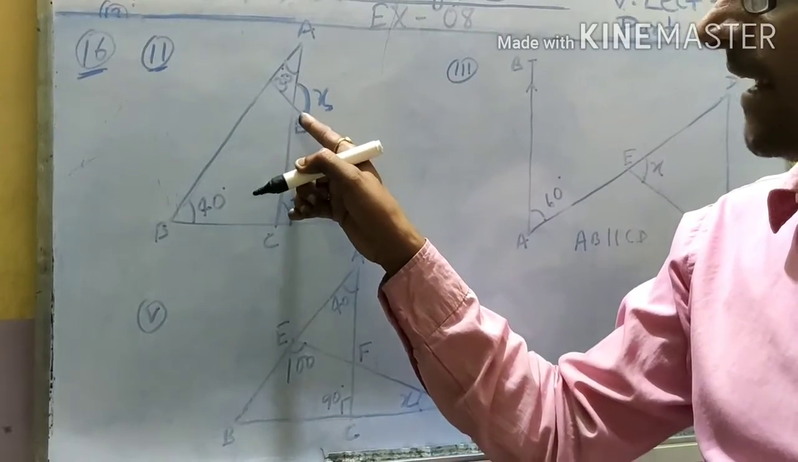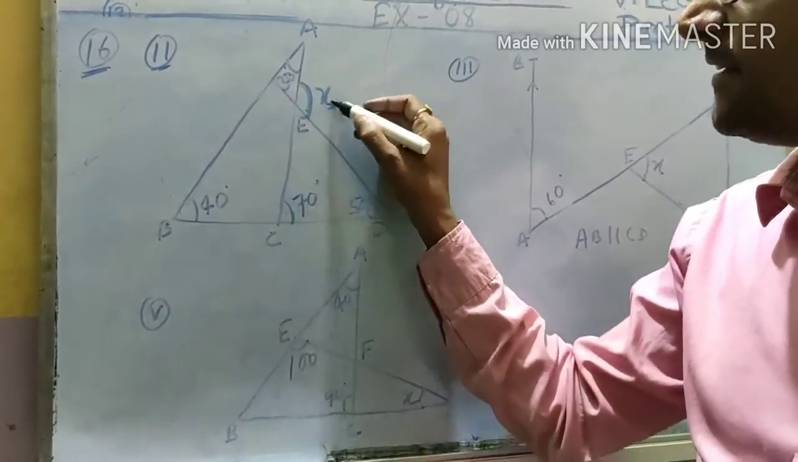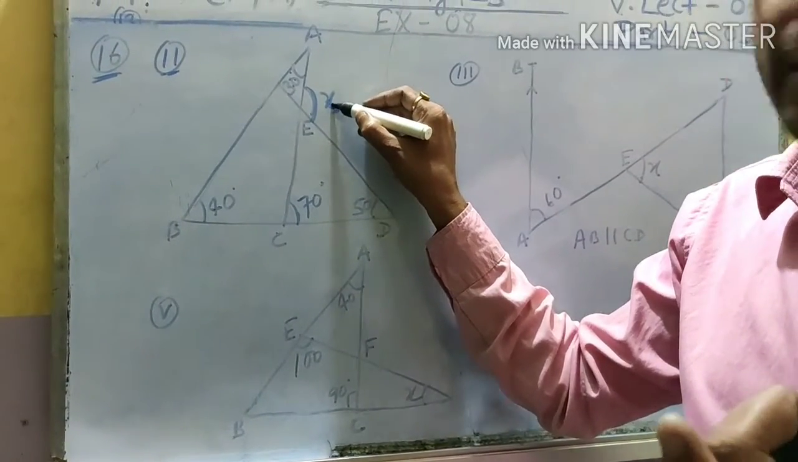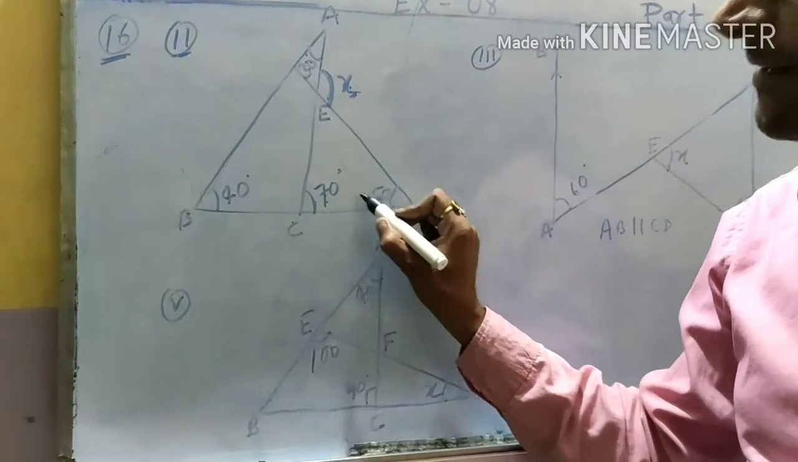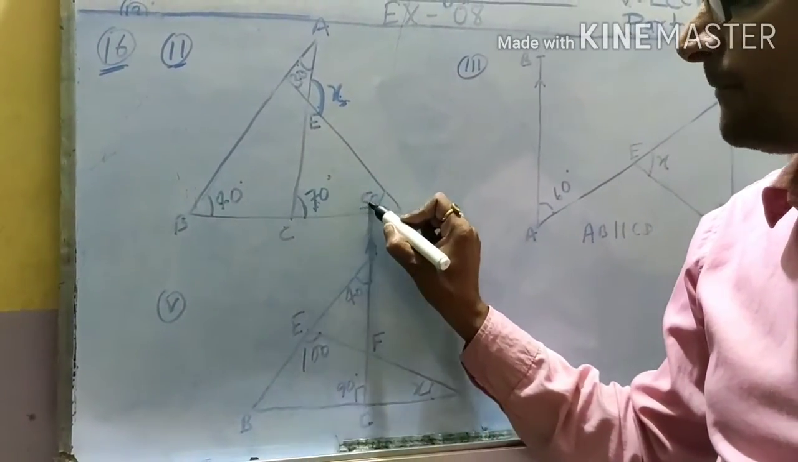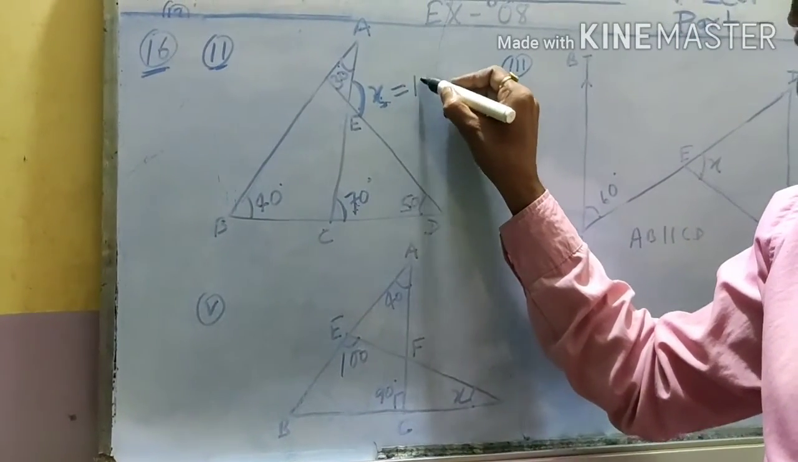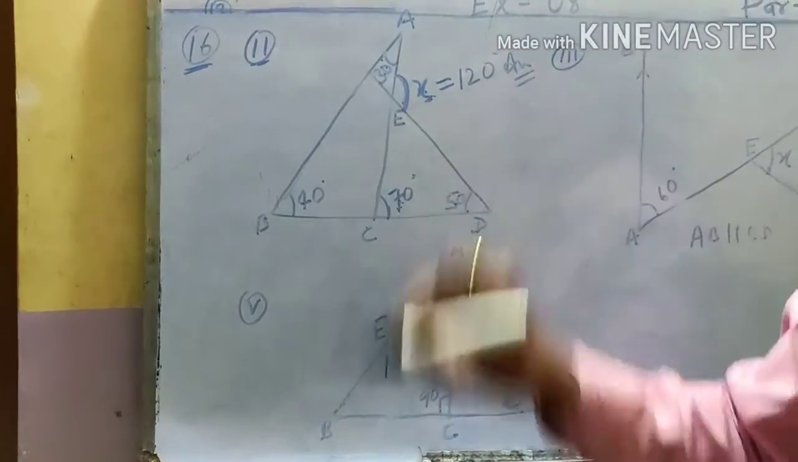Again, student, in triangle ECD, this x is the external angle. So x, the external angle, is equal to the sum of the two opposite internal angles. So 70 plus 50 is equal to 120. Here the value of x is equal to 120 degrees. This is your final answer.